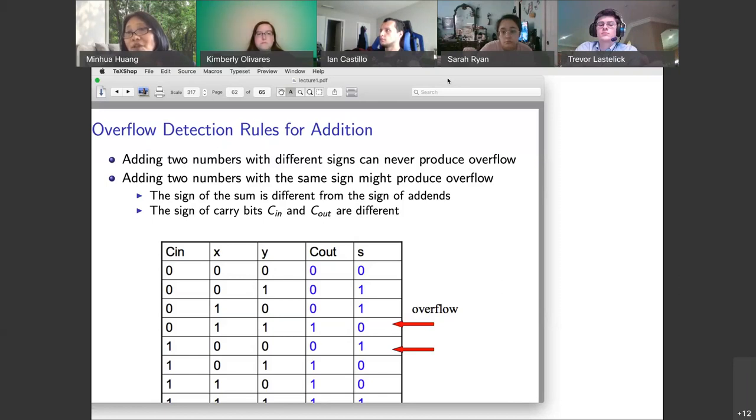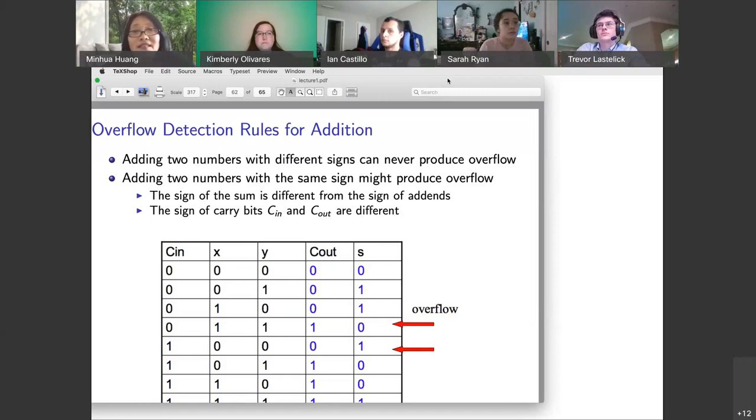So this is really a signal to detect that this is overflow. Make a decision: this is overflow. Because you have two numbers, now you generate a result number with a different sign from your addends.